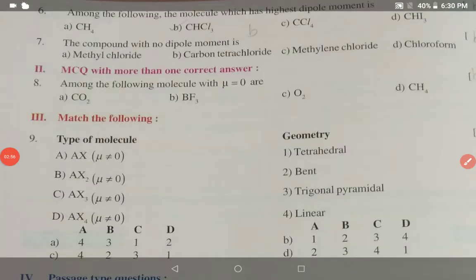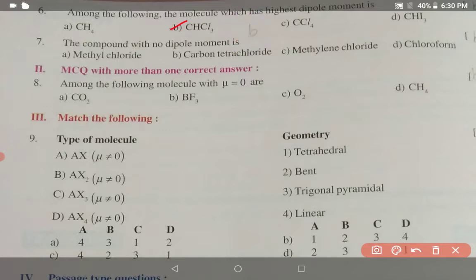Now we are looking at the sixth question, as you can see on your screens. Among the following, the molecule which has the highest dipole moment. Obviously CHCl3 is the option. It is the only one that is going to have the highest dipole moment, as you can see here.